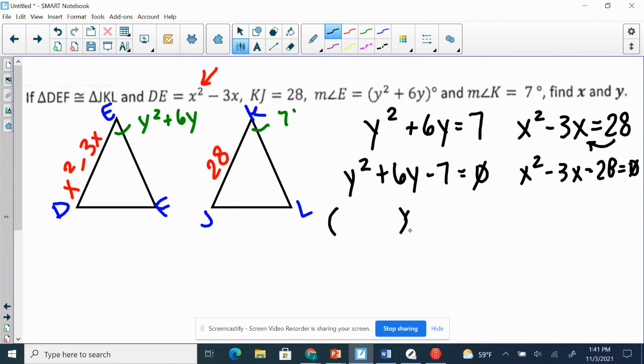So we're shooting for a factored form. So if you're thinking ACB chart, that means I have a negative 7 and 6. So it's 1 and 7, which are the only factors of 7. We have a y and a y.